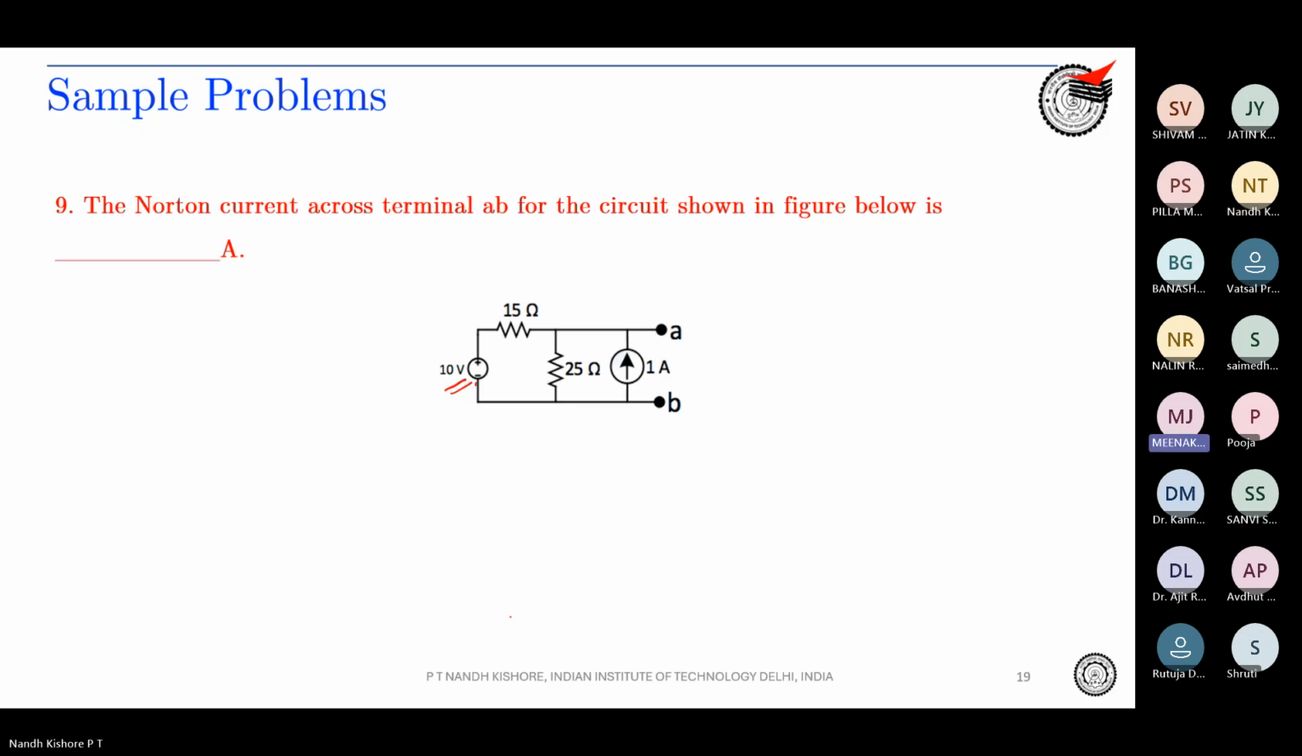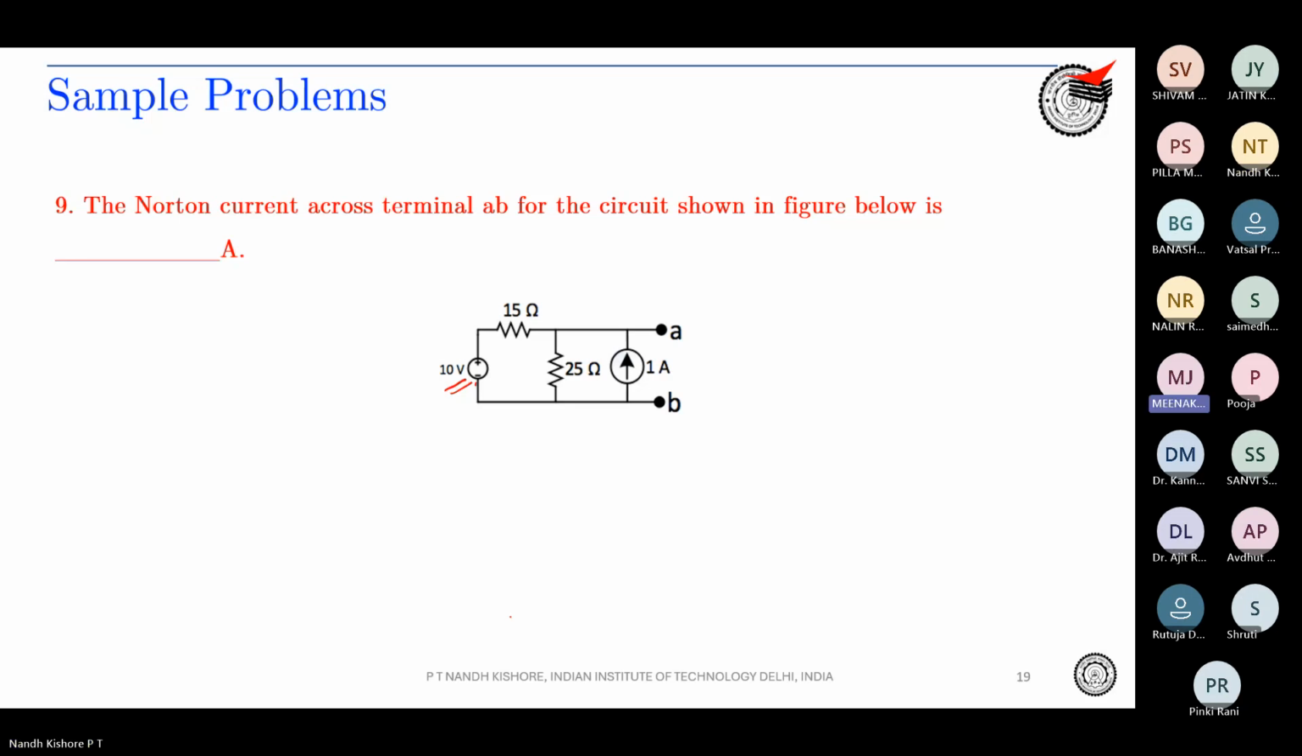Define Thevenin resistance and current. So you will define Thevenin's resistance and then we will find the current through the Thevenin equivalent circuit. Yeah, Norton equivalent circuit, correct.